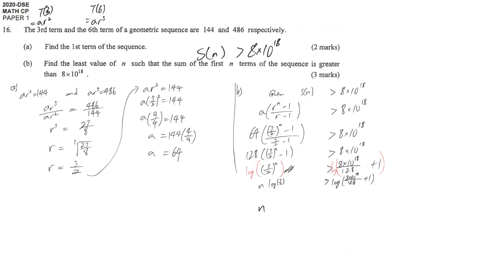Finally, divide both sides by log 3 over 2. Beware to check whether log 3 over 2 is positive or negative. Because log 3 over 2 is larger than 0, it is positive. So when you divide both sides by that, you don't need to change the direction. Therefore, by using calculator, n is larger than 95.38 something. N is the number of terms, so it is an integer, a whole number. The least integer to fulfill this requirement is 96.